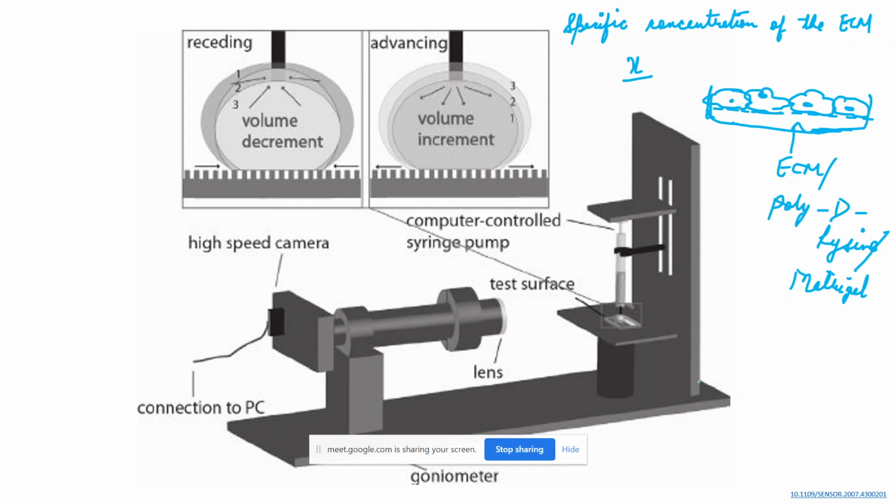However, suppose you have a concentration of the ECM which is 100x. So you have coated your plates with 100x the concentration of what was recommended. Then what will happen is you will think more ECM, more adhesion, the cells can now attach more strongly to the surface. But that is not the case.